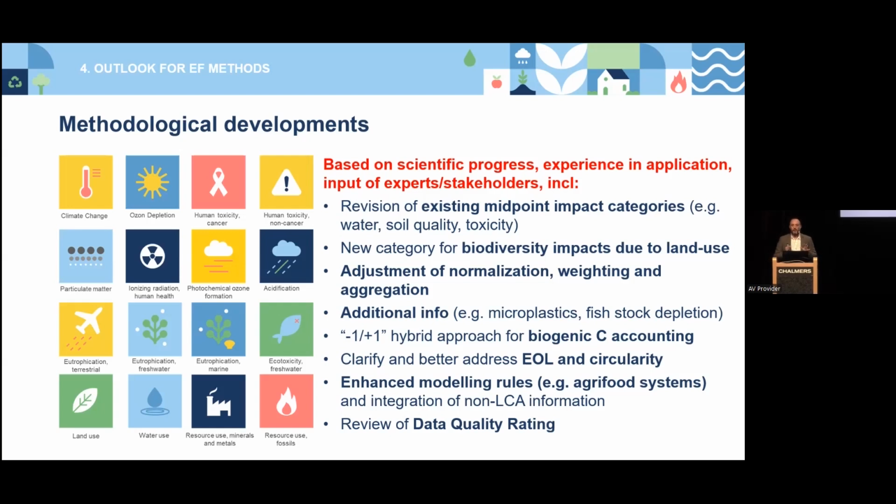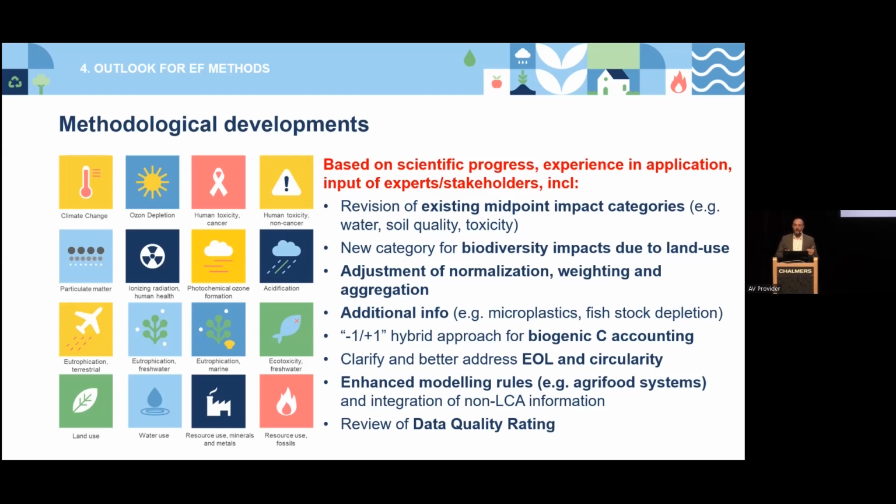We also are addressing some of the concerns that were raised in the Green Claims Directive proposal. Namely, addressing, for instance, the impact of microplastics or fish stock depletion, and this will likely be added as additional information. We're also reviewing the biogenic carbon approach of PEF, and we are moving toward a -1+1 approach. It is called a hybrid approach because it builds on a 0-0 database, but with the possibility to correct the results when it makes sense for bio-based products.